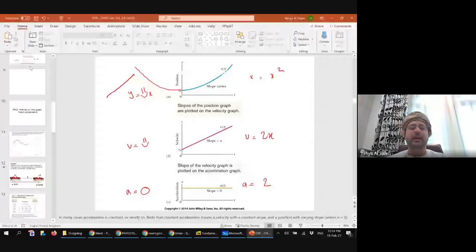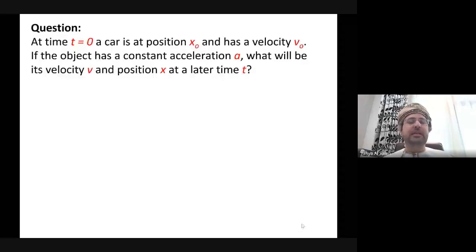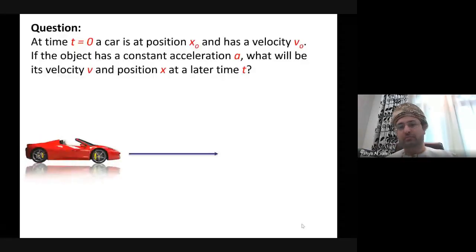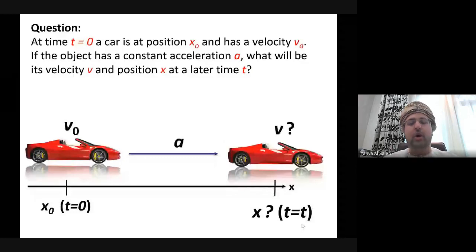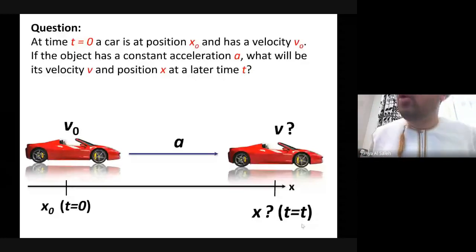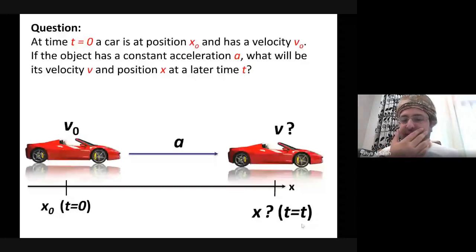Here's a question. At time t equals 0, a car is at some position and has some velocity. If the object has a constant acceleration a, what will be its final velocity and position at some later time? This is the information we have: we have the velocity now, we have the position now. We know the acceleration is constant, it's not changing all the time. After some time, what is the velocity, and what is the position? How do we find that out?